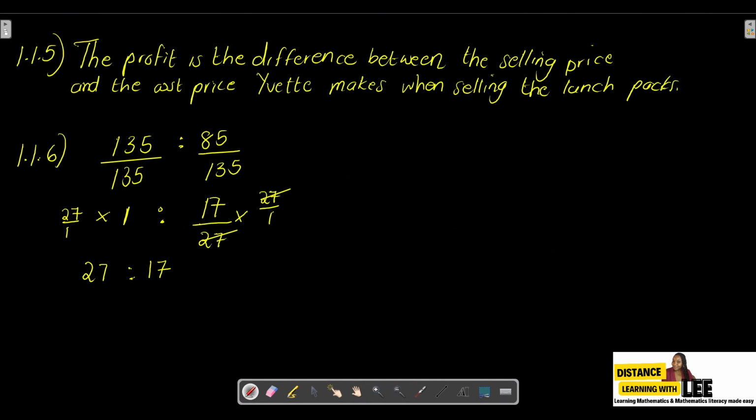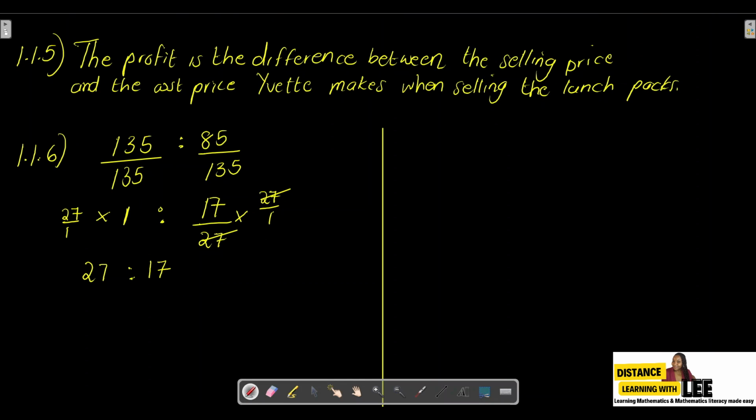Okay, so the first thing we need to think of when you're calculating ratios, guys, is that to establish a ratio, it needs to be 1:something. So that's the first thing that we did, okay? We divided the 135 by 135 so that we have 1:something on the right hand side, right?